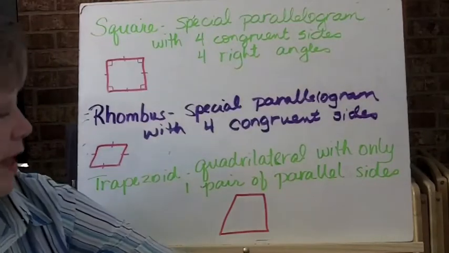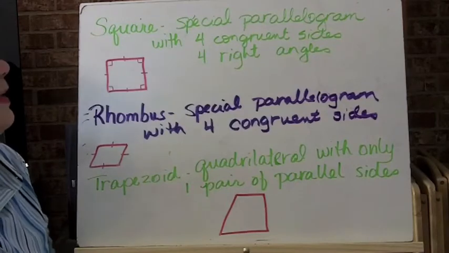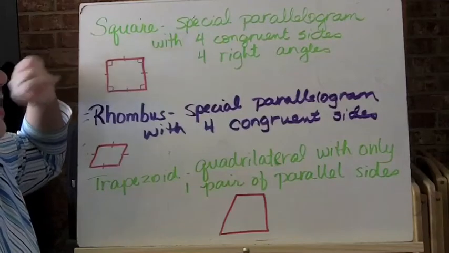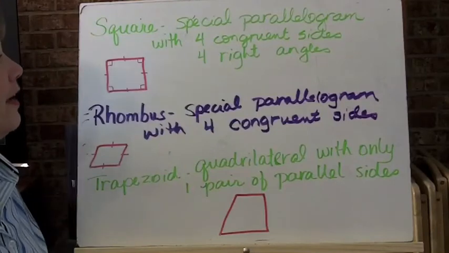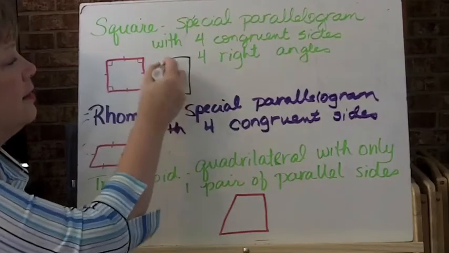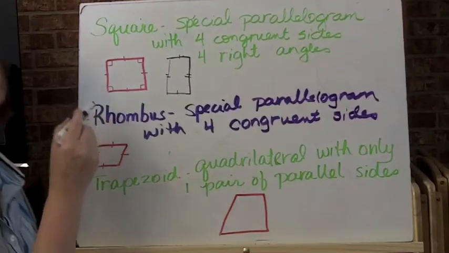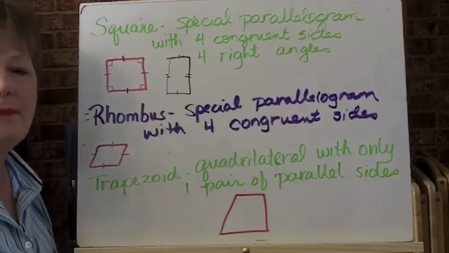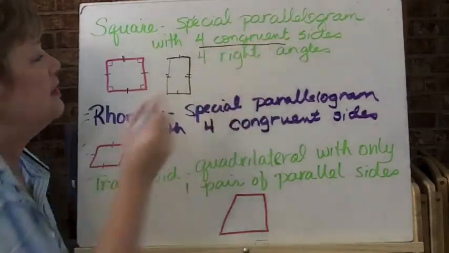The next quadrilateral I want us to look at is a square. A square is simply a special parallelogram. It has four congruent sides and four right angles. Now the difference between the square and the rectangle: the rectangle had only two congruent sides, these two and these two. Whereas on this one, the markings are all the same. 1 dash, 1 dash, 1 dash, 1 dash. That means all those sides are the same. So that shows the four congruent sides.